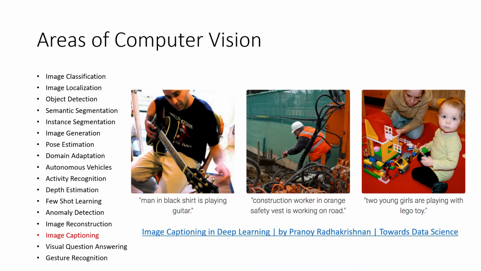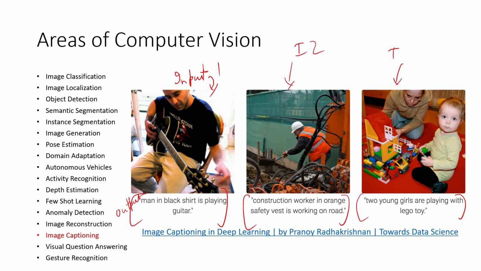Image captioning. The input is this image, and this text is the output. So this is a problem called image captioning. You are giving the image as input, and you are trying to get the text out of it. These texts are the outputs and these images are the inputs. Input 1, input 2, input 3; output 1, output 2, output 3. This is solvable using deep learning.